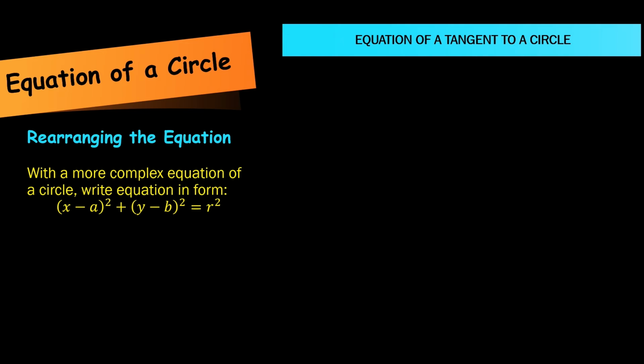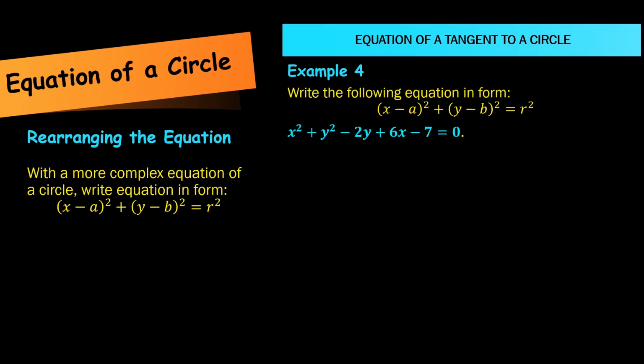Sometimes we're required to write more complex equations in the form (x minus a) all squared plus (y minus b) all squared equals r squared. Let's take a look at an example. Pause the video and have a go. Press play when you're ready to view the solution.